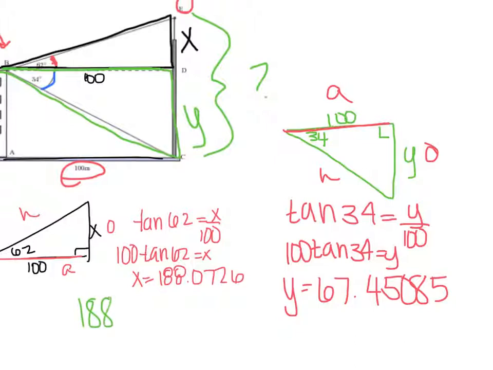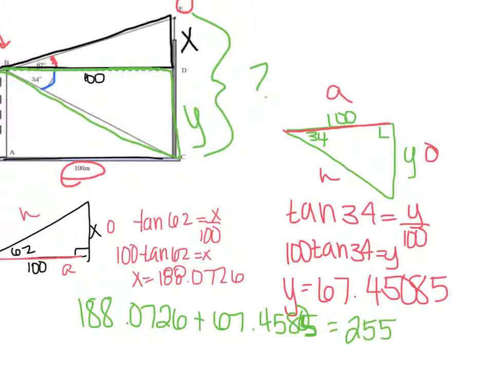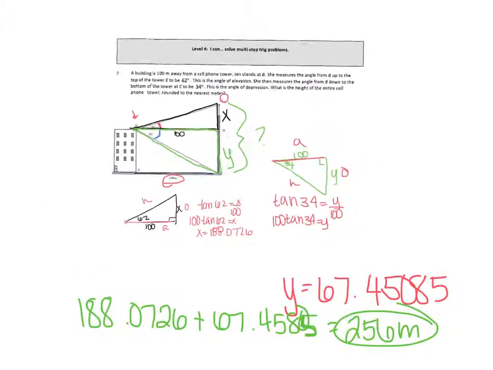So 188.0726 plus 67.45085 will give us a grand total of 255.5 meters. So I'm going to go ahead and round this up to 256 because the direction says to the nearest whole meter. So 256 meters is your final answer.